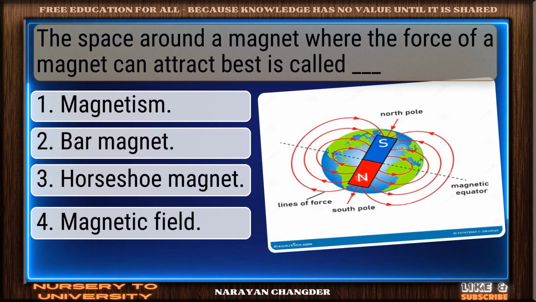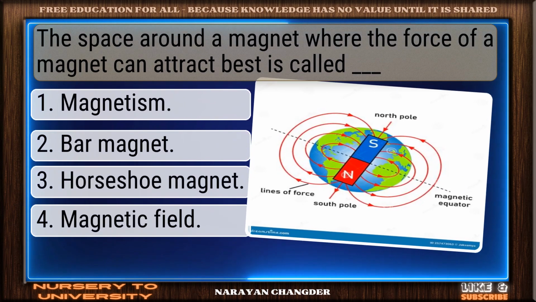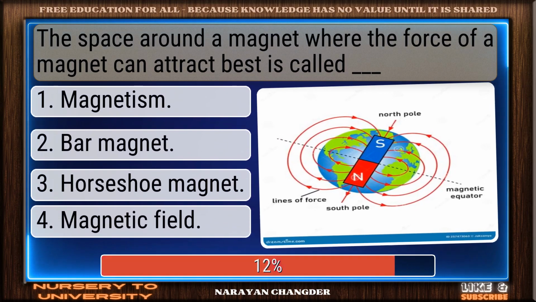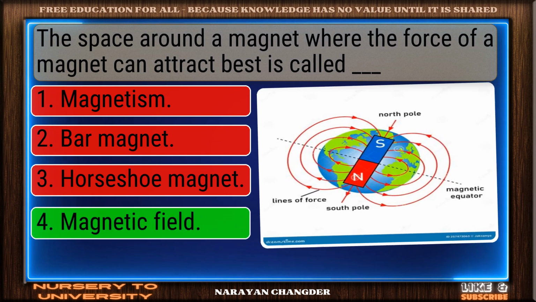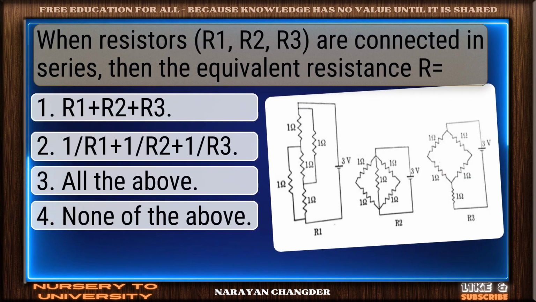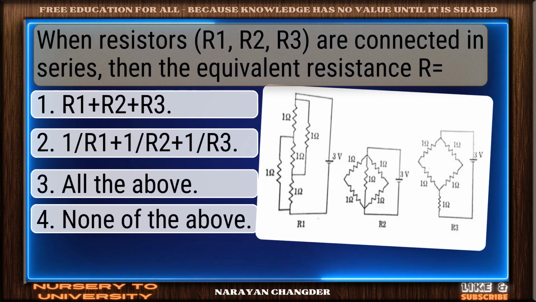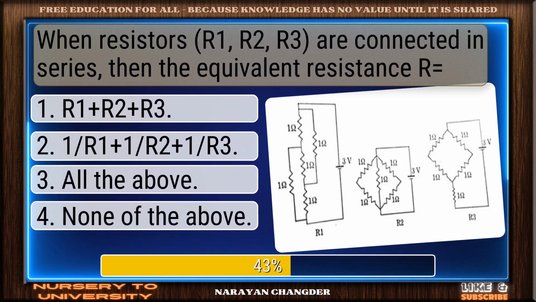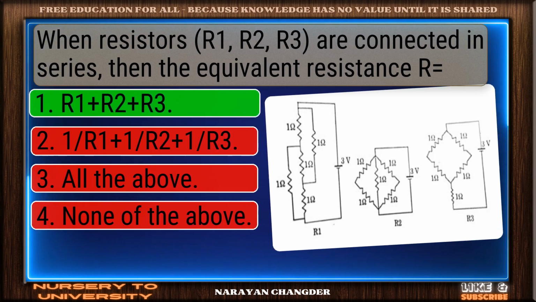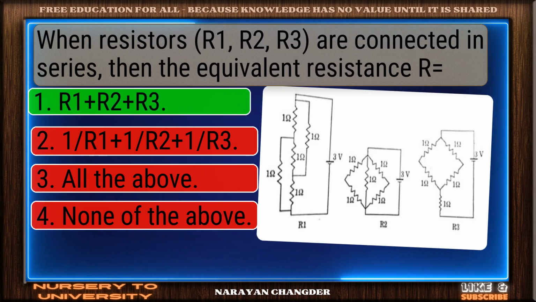The space around a magnet where the force of a magnet can attract best is called dash. Perfect. Magnetic field is the one. When resistors are connected in series, then the equivalent resistance R equal to... R1 plus R2 plus R3 is sound.